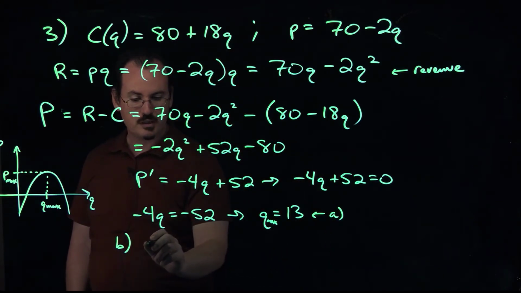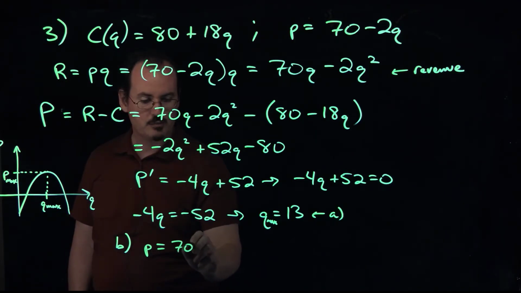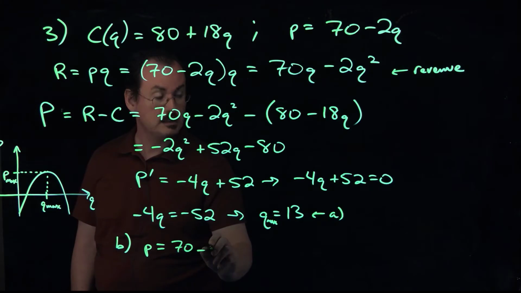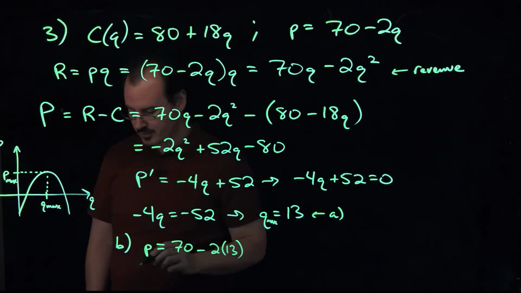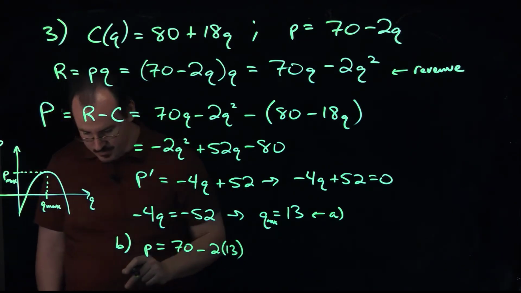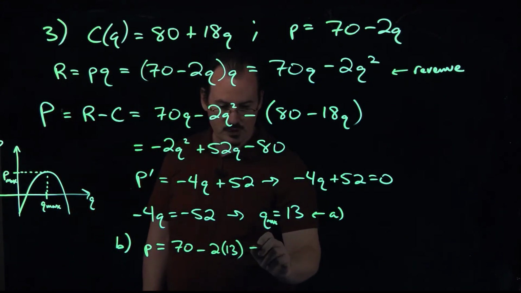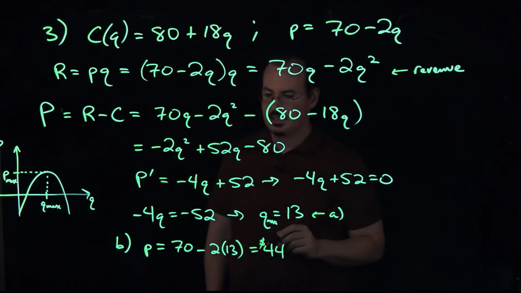So the little p, if you want to call that little p max, that's what you get when you plug 13 into that price function. And when you do that, you should get 44. So that's the price that you should charge, $44 per item, whatever these items happen to be.